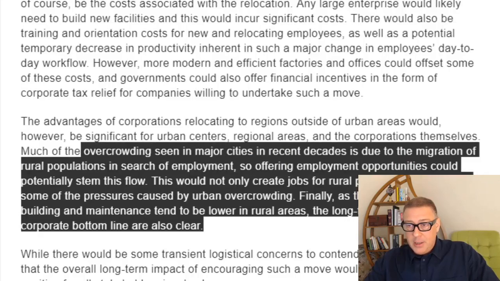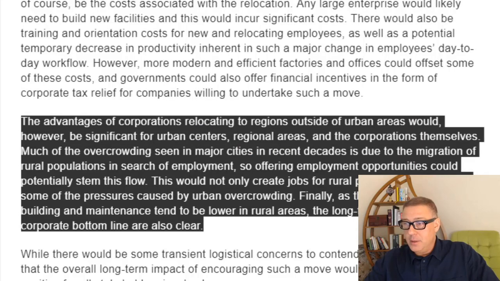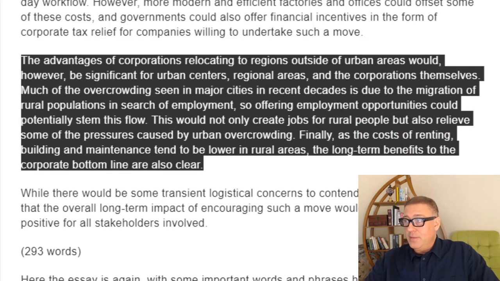So if we have a look at the second one, advantages. The advantages of corporations relocating to regions outside of urban areas would, however, be significant for urban centers, regional areas, and the corporations themselves. So that's my topic sentence, and what I'm going to say is I'm going to mention three benefits. One for the urban centers that corporations are asked to move from, another for the regional areas they're being asked to move to, and then another benefit for the corporations themselves. So that's my topic sentence, and that means that those are the things and only the things I'm going to talk about in this paragraph if I do my job correctly.